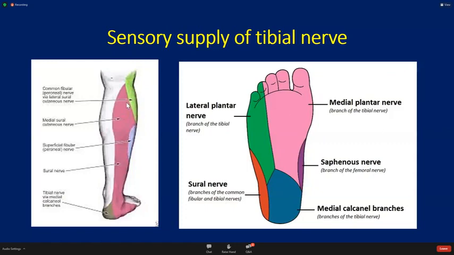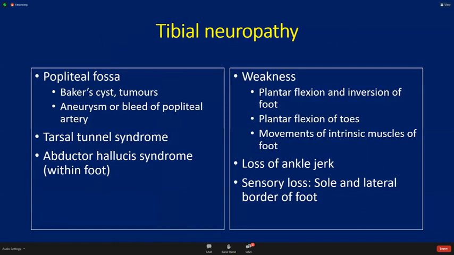So for the tibial nerve, posteriorly, the sural supplies the posterior aspect of the leg as well as the lateralmost aspect of the foot as well as a little bit of the toe. The other three branches which arise from the tarsal tunnel: the medial plantar supplies the front portion, two-thirds on the medial aspect, one-third lateral aspect, and posteriorly you have the medial calcaneal branch which supplies the heel aspect.